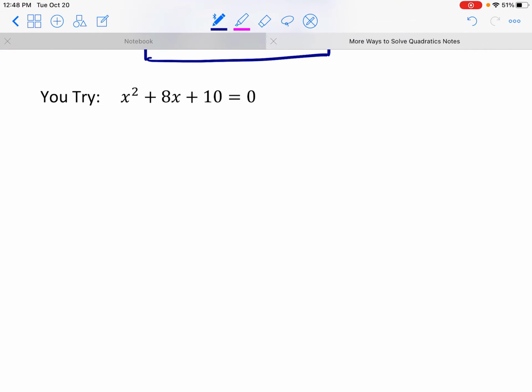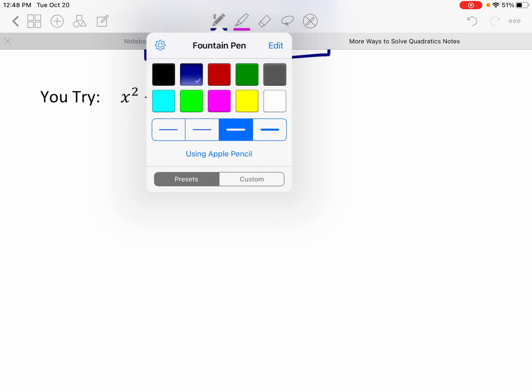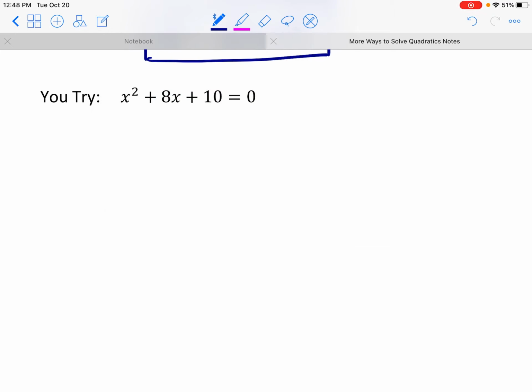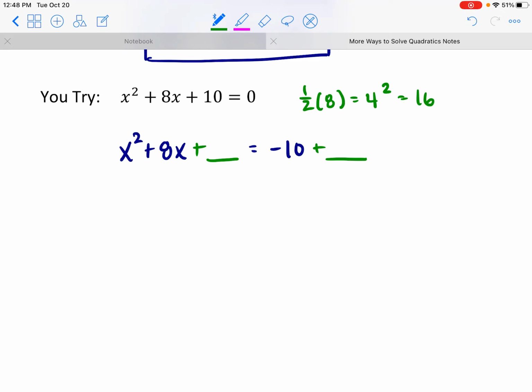One for you to try if you're feeling comfortable with this process. Again, the other methods for solving aren't going to work here. So x squared plus 8x, let's get rid of that 10. Let me subtract it over, so it's going to be a negative 10 on the right. And then what am I going to add in here, and then also to the other side, to complete the square on this? So if I take half of b, in this case half of 8, I get 4, and square that, then 16 is the number that I'm going to have to add to both sides.